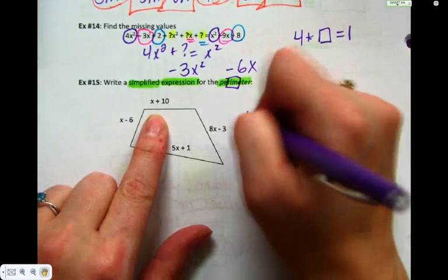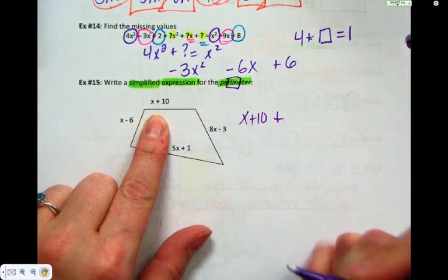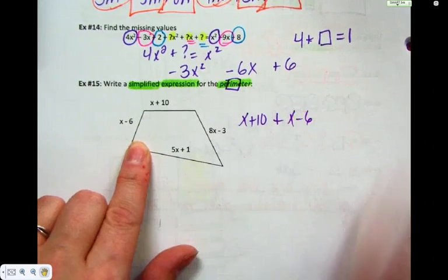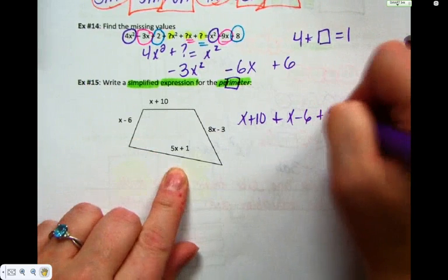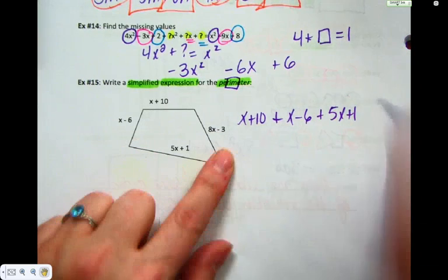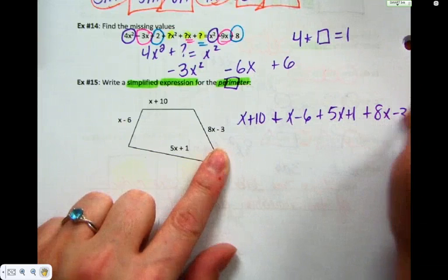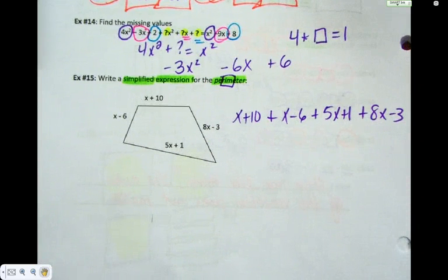So I have an x plus 10 plus an x minus 6 plus a 5x plus 1 plus an 8x minus 3. Is that an expression? Yeah, it's a group of terms and you can't have an equal sign in it. Is that the perimeter? Yeah. Are we done the question? Why not? Because it says simplified.